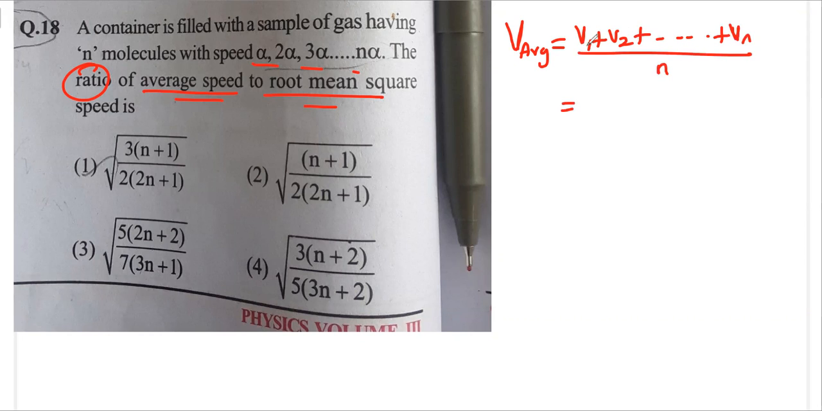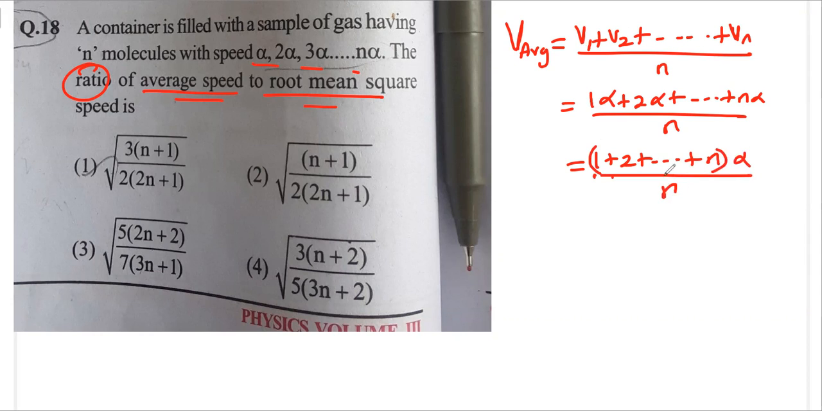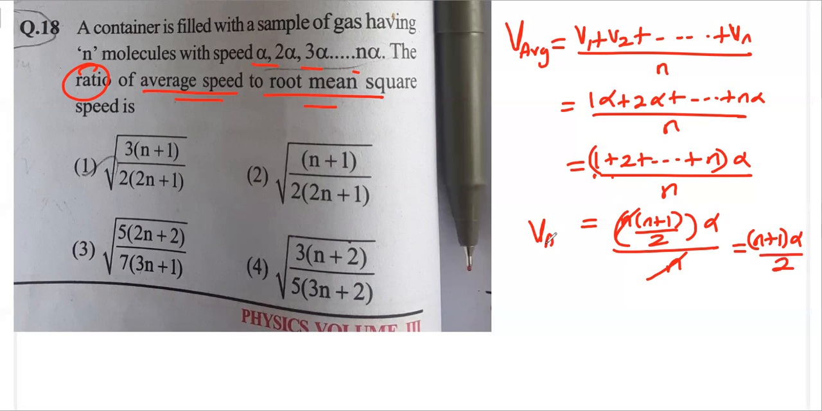divided by n. So if I add, this is like 1 alpha, 2 alpha, you get the pattern, up to n alpha, divided by n. Taking alpha common, 1 plus 2 plus dot dot dot n, into alpha by n. And this is the sum of 1 to n terms, which is n into n plus 1 by 2, into alpha divided by n. I hope you remember the formula. So n cancels. So average speed is n plus 1 alpha by 2. This is V average.